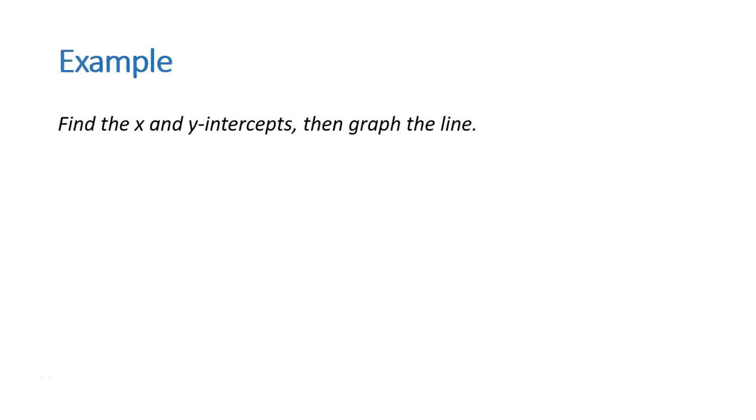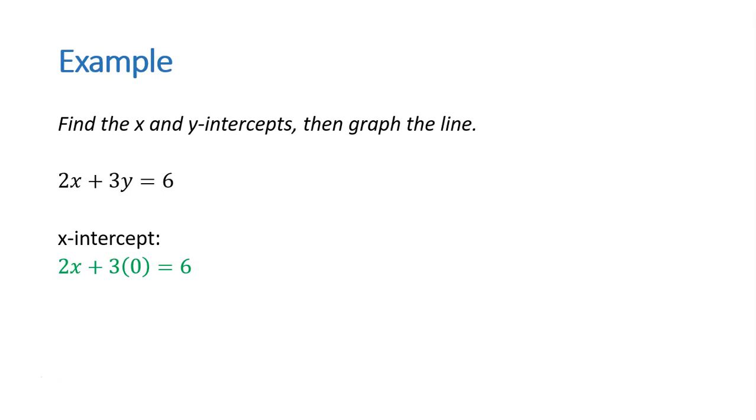So let's look at a couple of examples. We're going to be given a standard form equation of a line, and we want to find the x and y intercepts and then use these to graph the line. So our first line is 2x plus 3y equals 6. So first we want to find our x-intercept. Remember, the special thing about an x-intercept is regardless of what the x-coordinate is, the y-coordinate is always 0. So to find an x-intercept, we assume y is 0, and we solve for what x has to be in order to make the equation true.